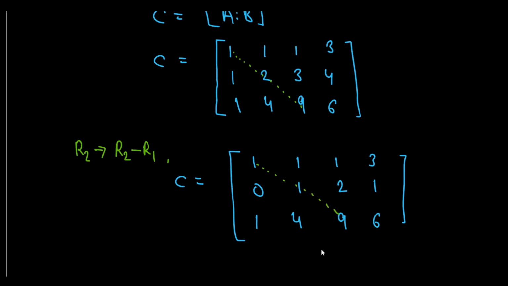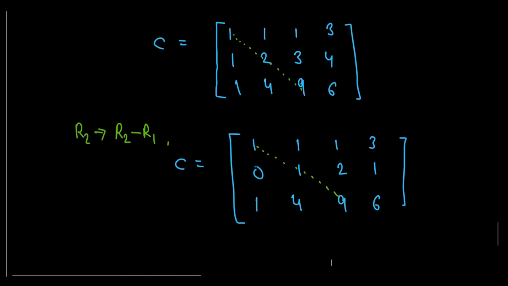Again, locate the diagonal element. Now observe the elements. This is 1. We have to make this 1 also 0. So here 1 is present. So just change R3 to R3 minus R1, we get 0.